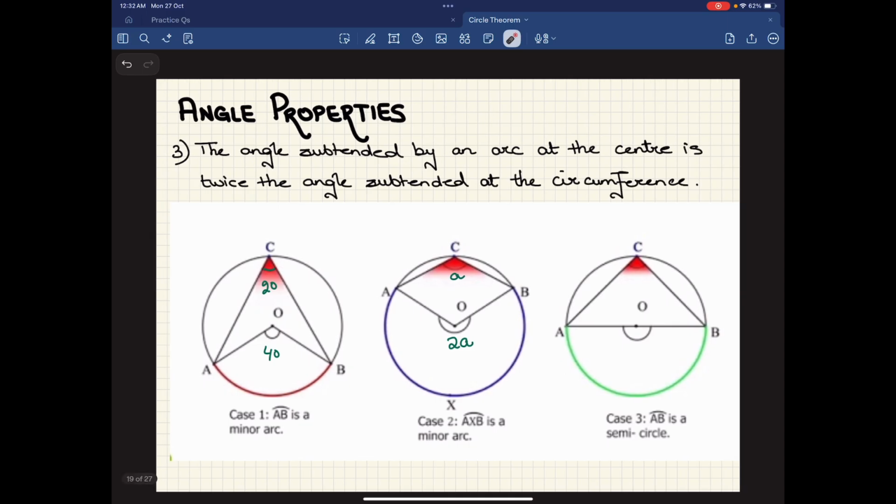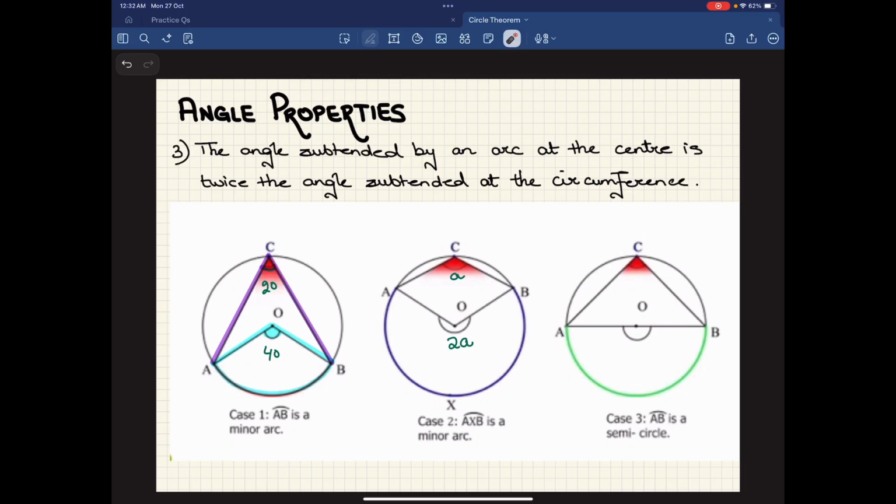But here our arc is AB. This is the first case that has already been discussed. So the angle subtended by this arc at the center is this one, which is, as an example, 40 degrees. And the angle subtended at the circumference from the ends of the same arc will be 20 degrees. So half of what is at the center. Now let's look at the second case.